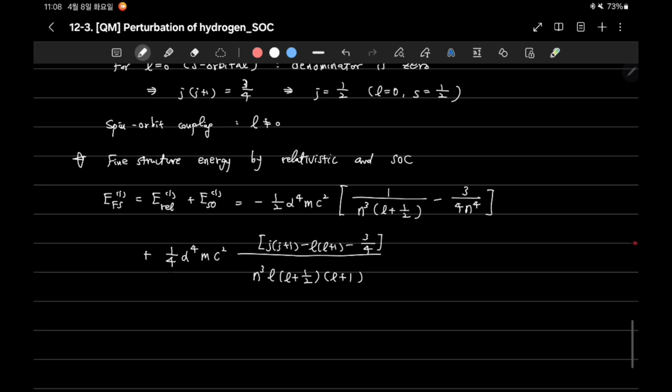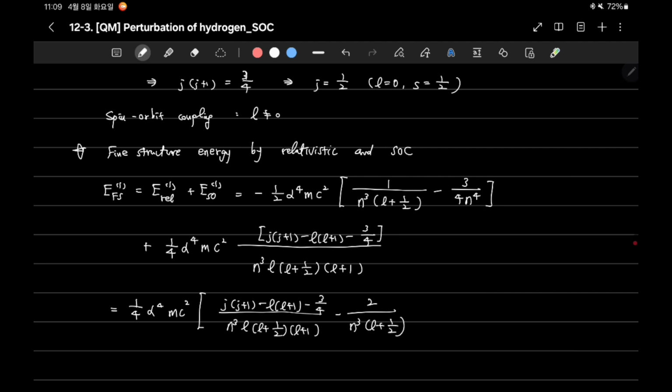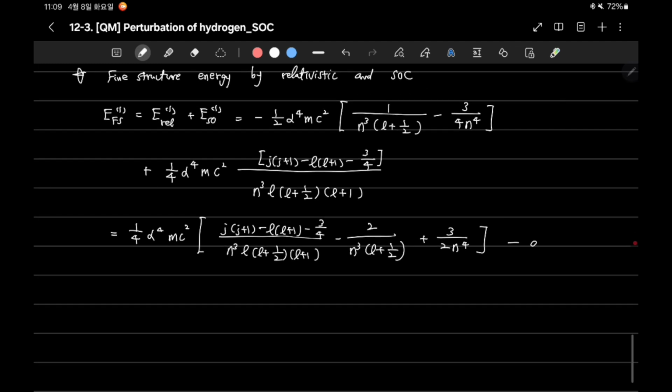So, let's summarize. In the 1/4 alpha to the 4 mc square, the first term j plus 1 minus L plus 1 minus over n cube L plus 1/2 L plus 1 and minus, from here, because 4, so it is 2 over n cube L plus 1/2, and also this term plus 3/2 n to the 4. Let's write down, it is equation A.